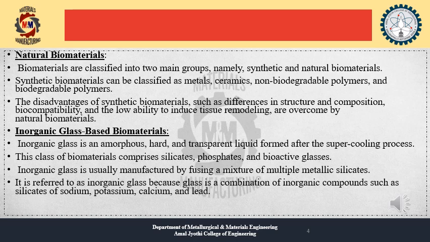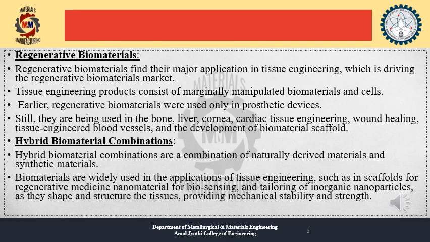And then the next type is the inorganic glass-based biomaterial. Inorganic glass is an amorphous, hard, and transparent liquid formed after the supercooling process. This class of biomaterial comprises silicate, phosphate, and bioactive glasses. Inorganic glass is usually manufactured by fusing a mixture of multiple metallic silicates. It is referred to as an inorganic glass because glass is a combination of inorganic compounds such as silicate, sodium, potassium, calcium, and lead.